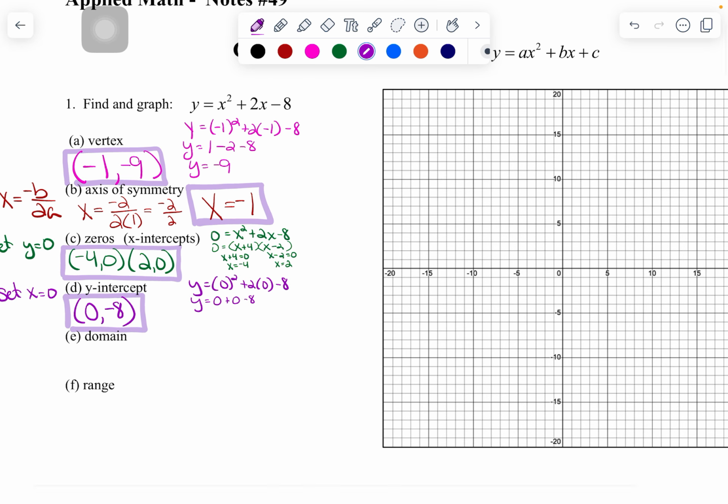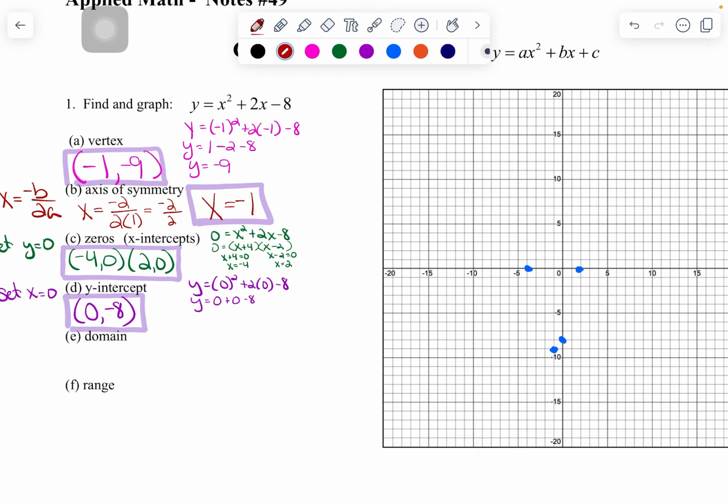Okay, so let's start with our vertex. From the origin here, we're going to go 1 to the left, so -1, and then down to -9. So there's going to be a point right here. Axis of symmetry I'll get to in a minute. So my zeros, -4, 0, on the x-axis, and then 2, 0, also on the x-axis. And we have a y-intercept of 0, -8, which would be right there.